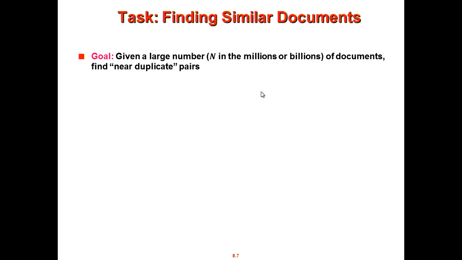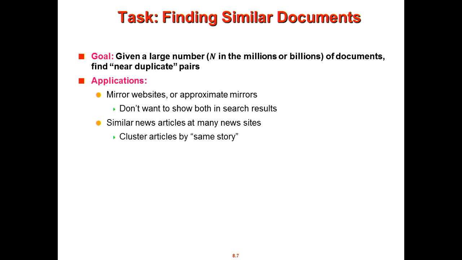Now, given a huge number of documents, how do we find the near duplicate pairs, how do we detect all the similar documents in the given data set? That's the task. This can be used in many applications, such as detecting mirror websites. For example, in Google search, the results given to you are similar to your search keywords, but they may be similar to each other, right?